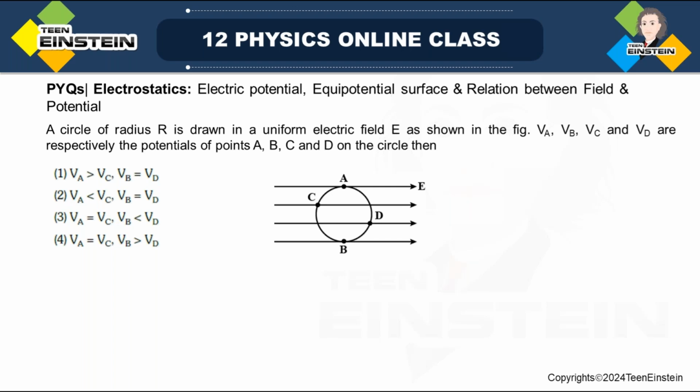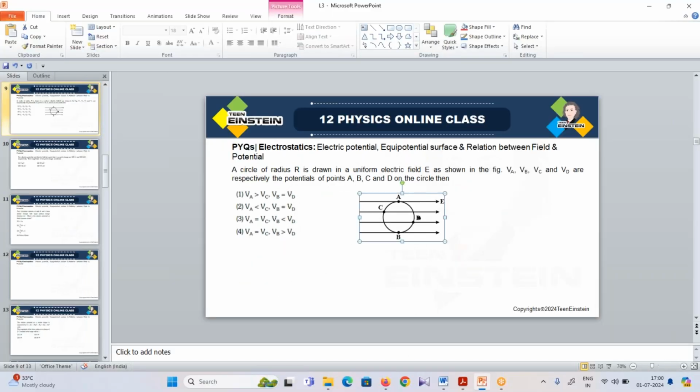Now this question is very, very important. You can see from the relation between electric field and potential itself. See here, a circle of radius r is drawn in a uniform electric field E. See, this is a uniform electric field, okay? I see this figure, I think this figure has some issue here. So let me just do one thing. Let me draw the figure itself. This figure, I'll remove here and I'll draw the figure.